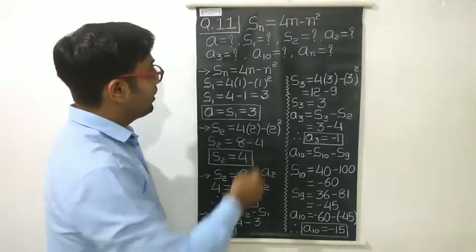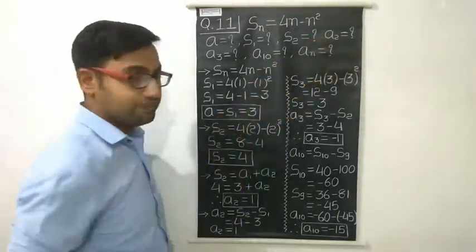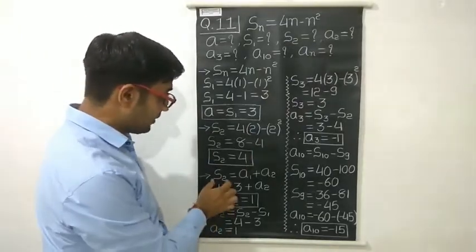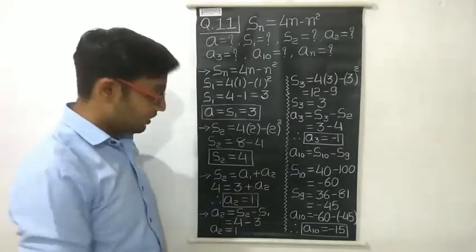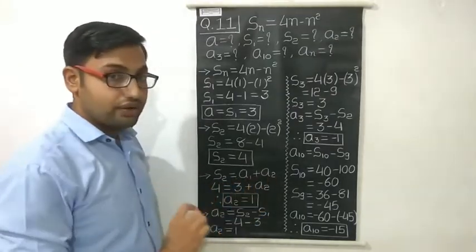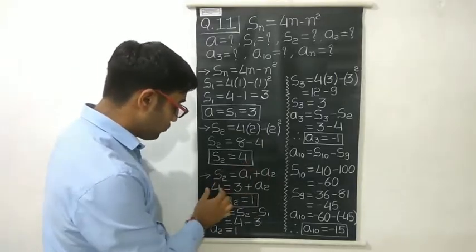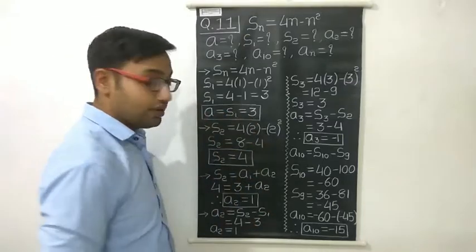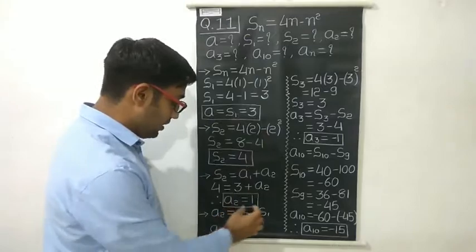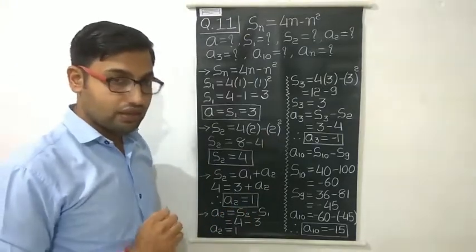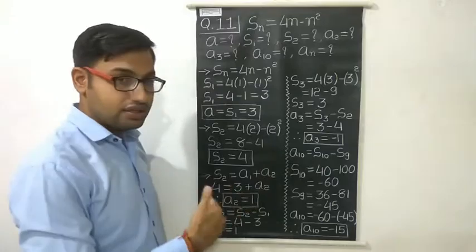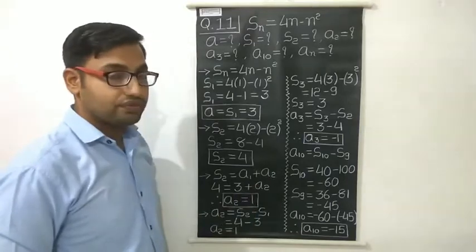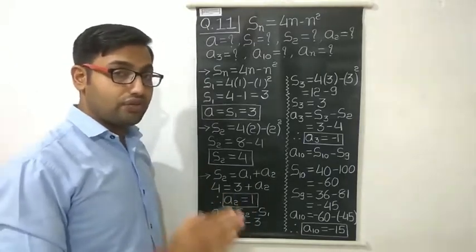Now, how do we find the value of the second term? We can get the second term value as follows. S2 is what? The addition of the first two terms. So S2 is equal to A1 plus A2. Now we have the value of S2, that is equal to 4, and the value of A1, that is 3, and A2. Take this 3 to the left-hand side, and we get A2 is equal to 1. So using the sum formula, A1 plus A2 is equal to S2, we can find the value of the second term. In another way also we can find the value of the second term.